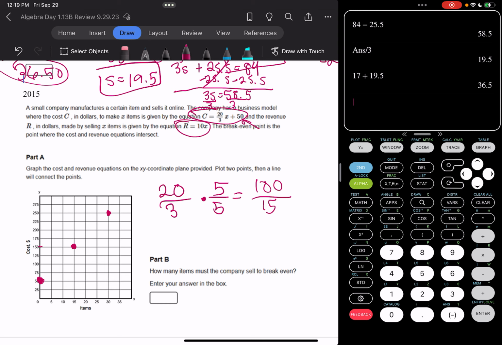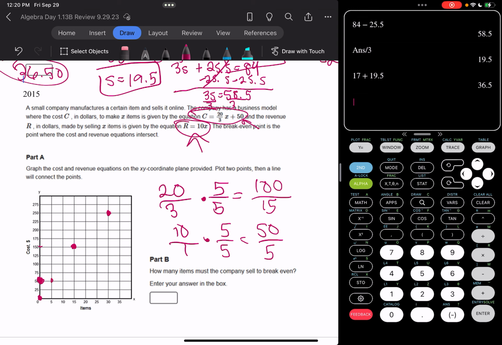Now the other equation is 10x. In this case, that means it's going through the origin. Our y-intercept is 0 here, so we're starting down here, and we're going up 10 over 1. That's our slope. But that is also not very helpful because I don't have 1s here. So I'm again going to multiply the whole thing by 5 and get 50 over 5. That will help me go up 50 over 5.